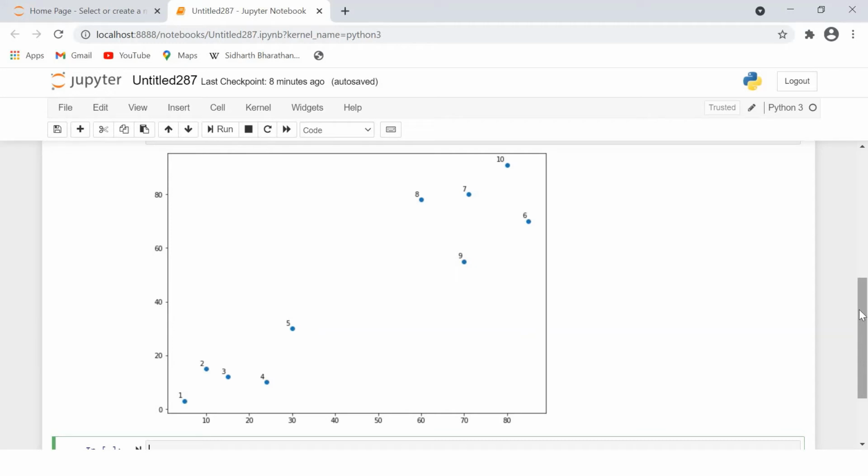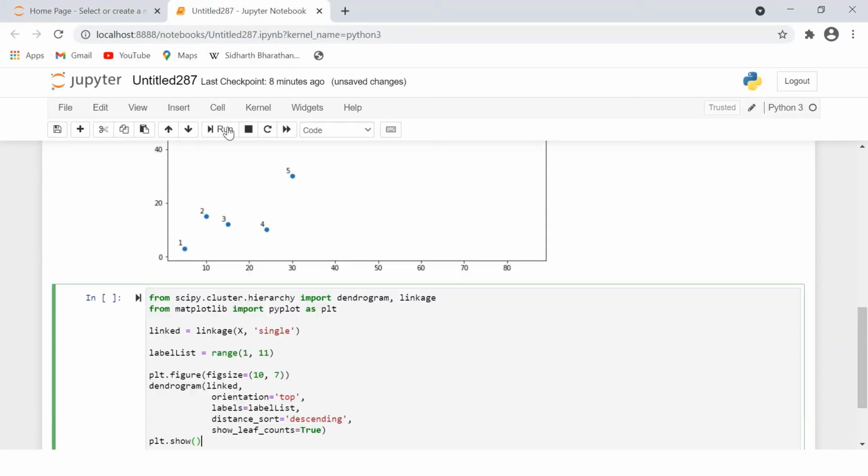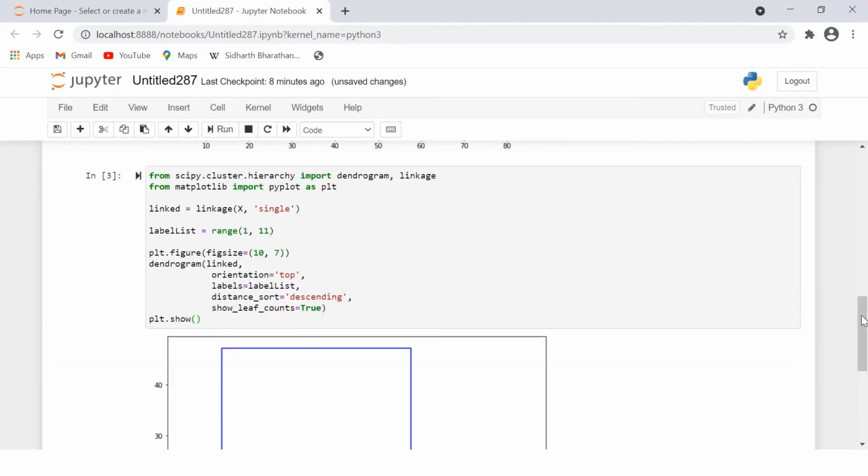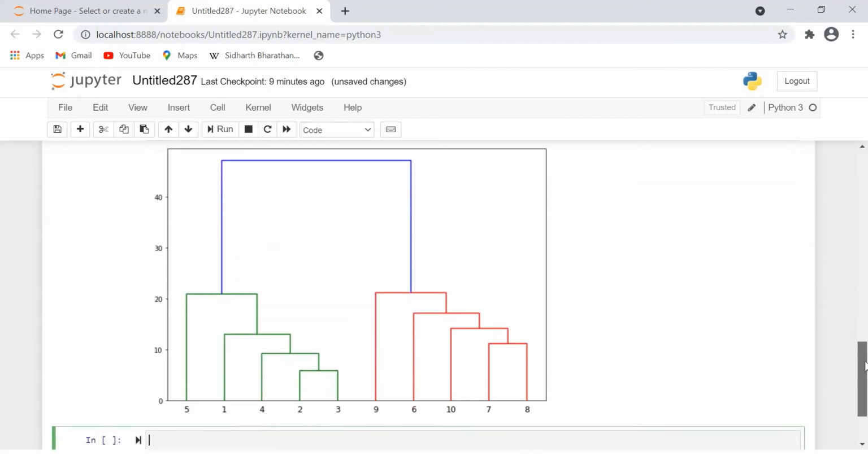Coming back to the use of dendrograms in hierarchical clustering, let's draw the dendrograms for our data points. We will use the SciPy library for that purpose. Let me execute the script. So the output graph looks like this. Let's name this plot graph 2.